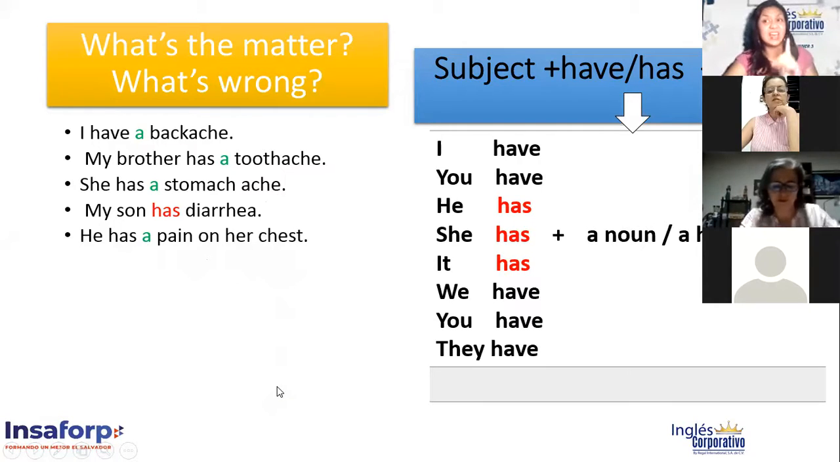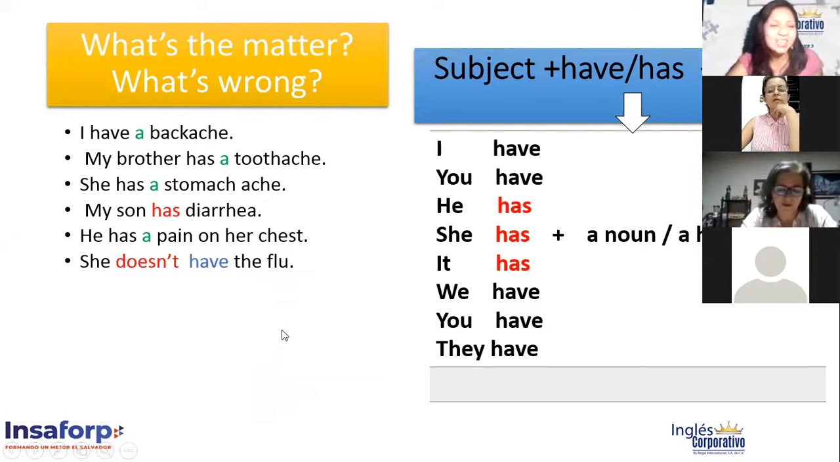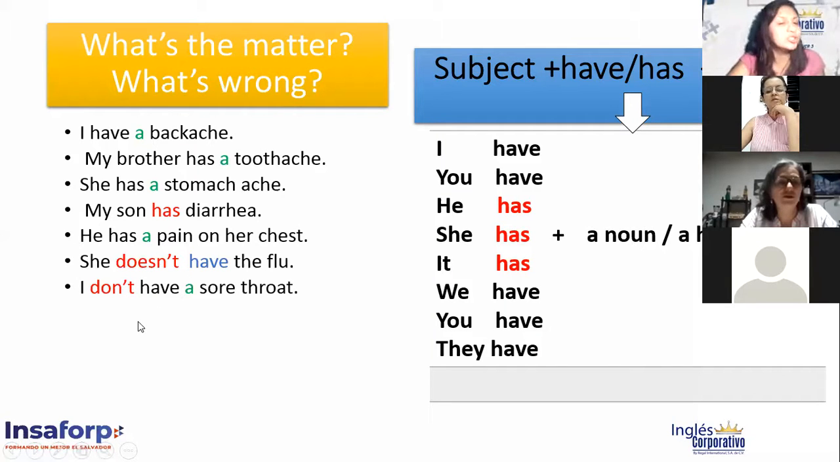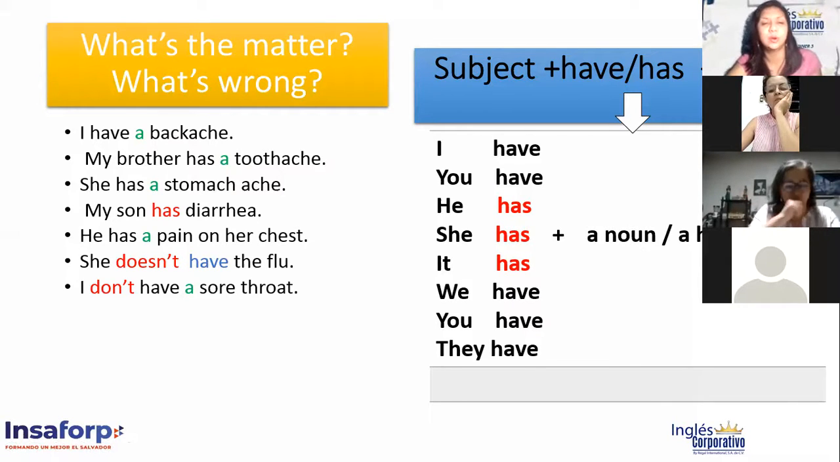I think he has COVID, coronavirus. She doesn't have the flu. So doesn't have is the negative form. For the third person, we use doesn't or does not. I don't have a sore throat. So you use don't in the first and second person, singular and plural, and third person plural. I don't have a sore throat.